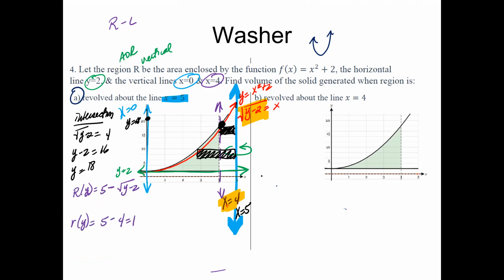Your equation here is volume equals pi integral from 2 to 18 of capital R of y squared minus lowercase r of y squared dy. Well, for this one, lowercase r of y squared is just 1, but the upper R of y squared, you will have to go ahead and FOIL that. So let's do that. 5 minus square root of y minus 2 times 5 minus square root of y minus 2.